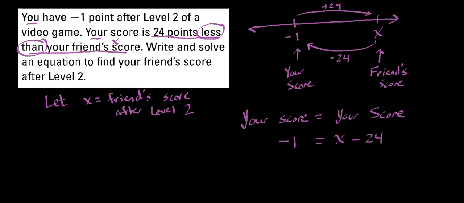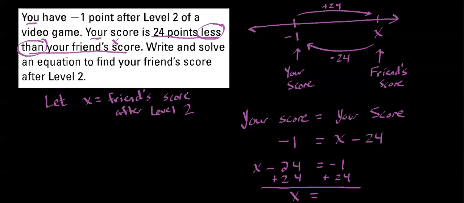And notice that makes sense with this number line here. I'm starting with my friend's score, taking away 24, and I'm ending with my score at -1. And I could flip this around. So I can say this x minus 24 is equal to -1. I'm going to add 24 on both sides to get my x by itself. -1 plus 24 would be 23. And I can put units on this. I can say this is 23 points.